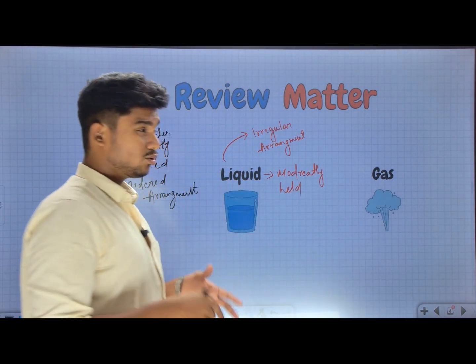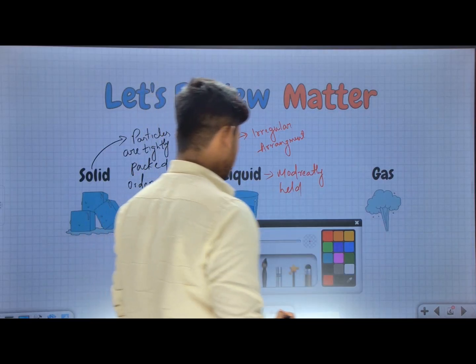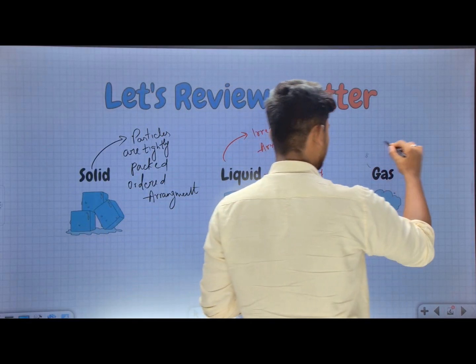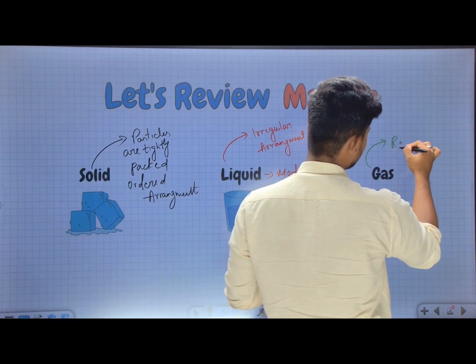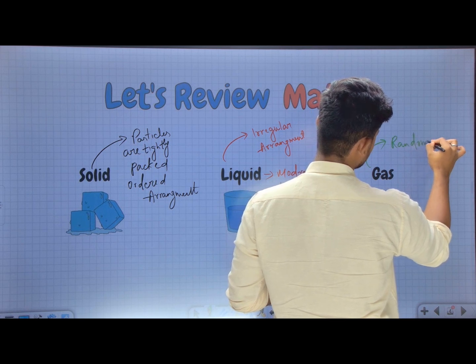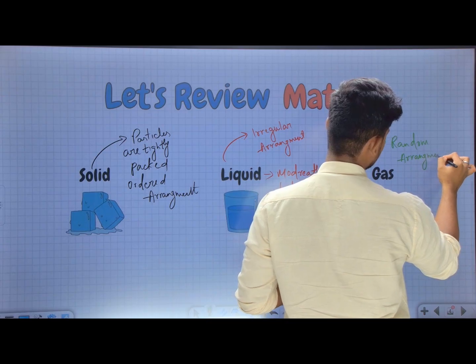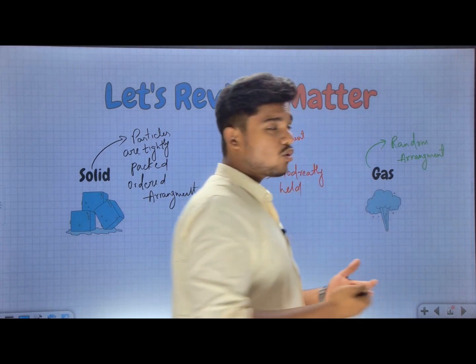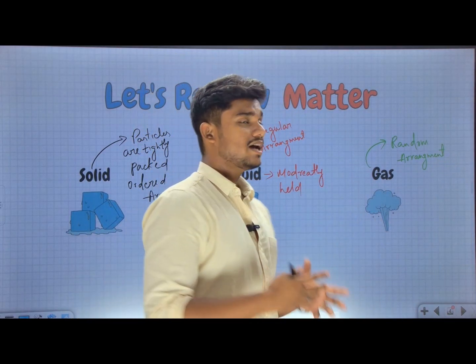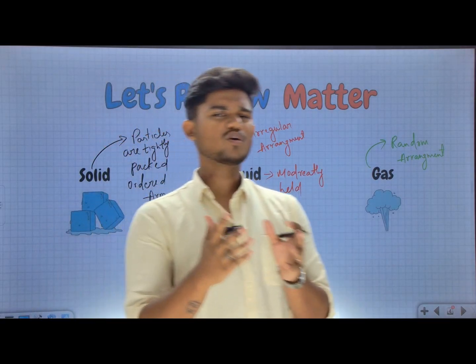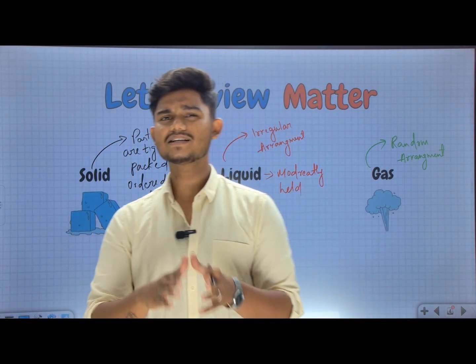Now coming to gases, they are the special cases dear. These particles are very free, they have random arrangements, and they are the king of their own self. So every particle is king of its own self. So understanding this particle nature of matter is very easy.